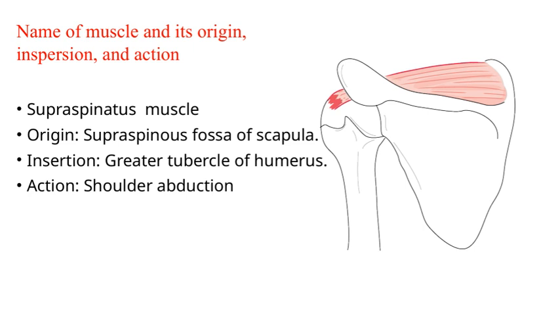The supraspinatus inserts into the greater tubercle of the humerus, which is a prominent bump on the upper arm bone. This positioning allows it to effectively initiate and assist in lifting the arm. Overall, the supraspinatus is a key component of the rotator cuff, playing a vital role in shoulder stability and movement.